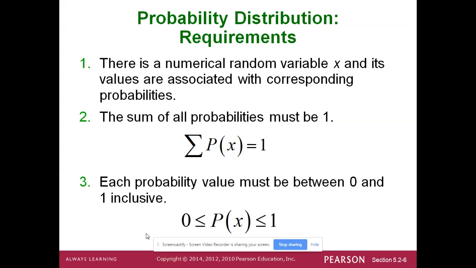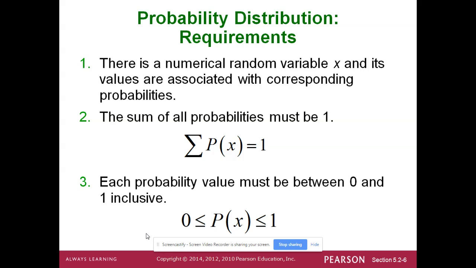All right. Requirements for a probability distribution. These 3 things are important. There's a numerical random variable x, and its values are associated with a probability. So a numerical random variable that has values and is associated with probability. For example, the number of girls born out of 2 births is a numerical value, and we can figure the probability of that.